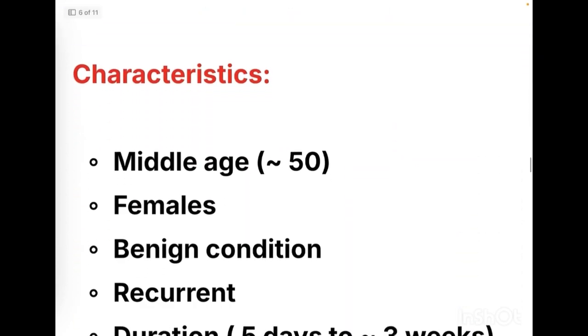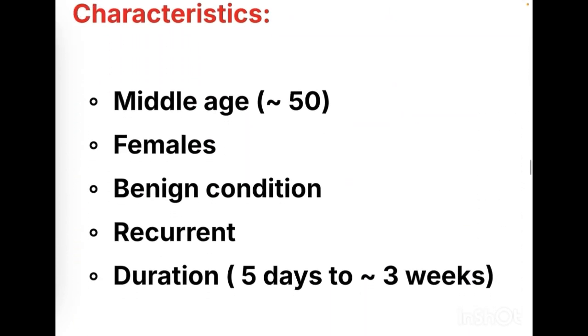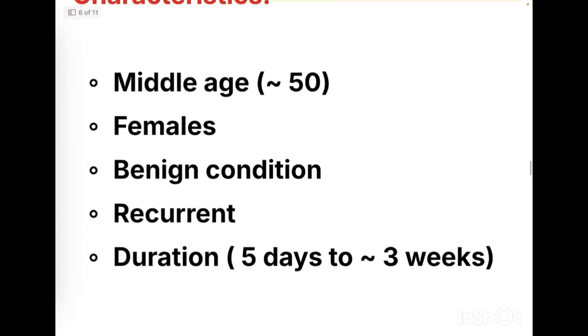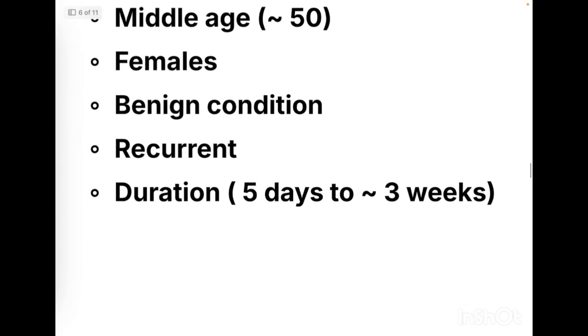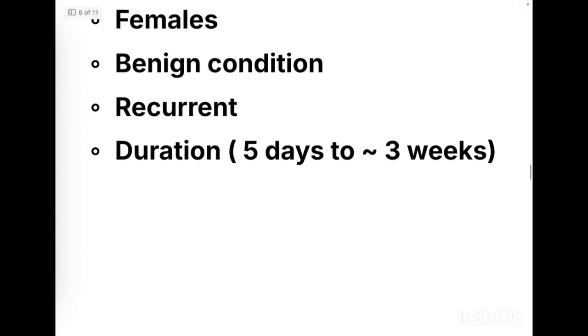Now let's move on to the characteristics. Episcleritis occurs mainly in middle age, around 50 years of age, in females. It is a benign condition and recurrent. One episode of episcleritis usually lasts from 5 days to 3 weeks. It is a benign condition in that it can cure on its own and does not have further consequences. Okay, but recurrent episcleritis needs further evaluation.